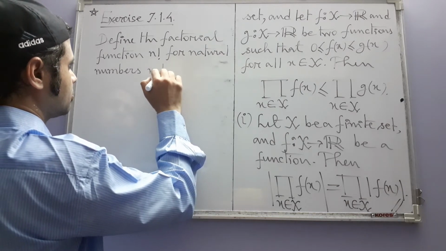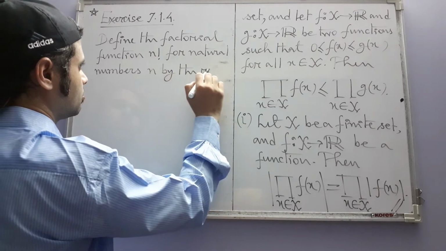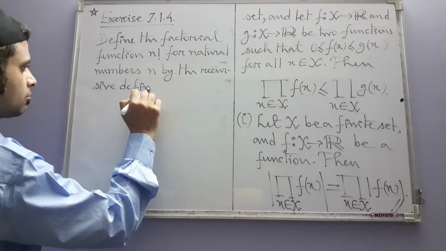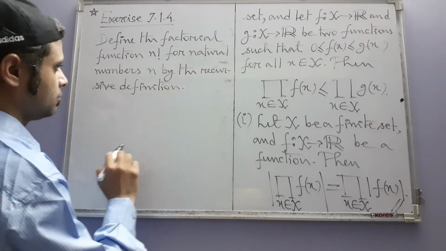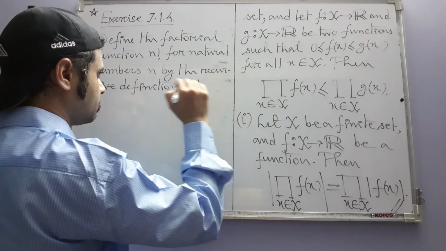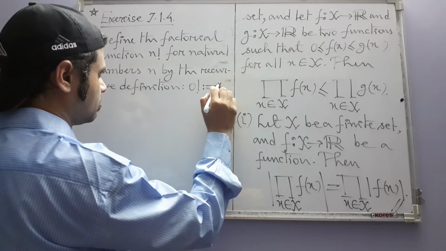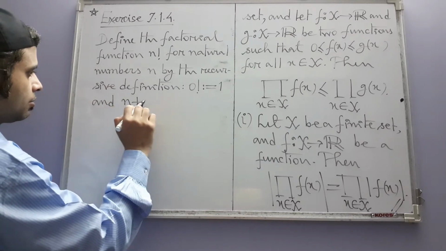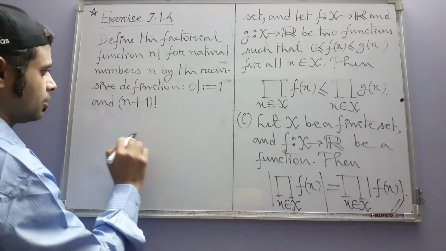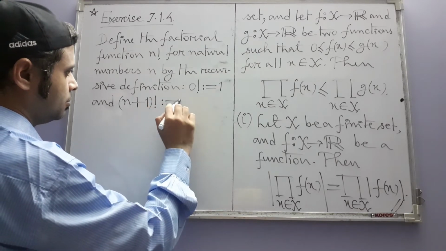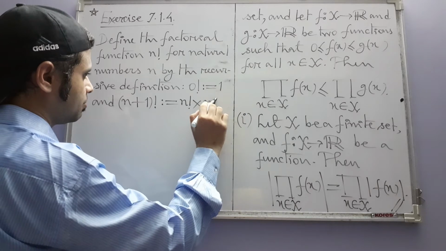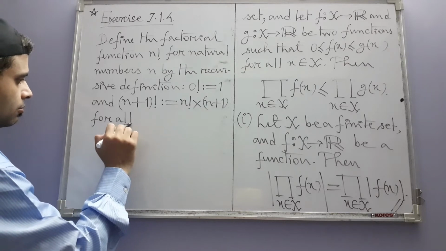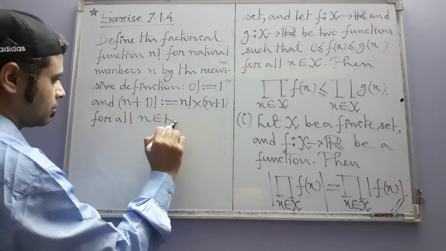By the following recursive definition. First, we define 0 factorial, which by definition is 1, and we define n plus 1 factorial recursively to be n factorial multiplied by n plus 1 for all natural numbers n.